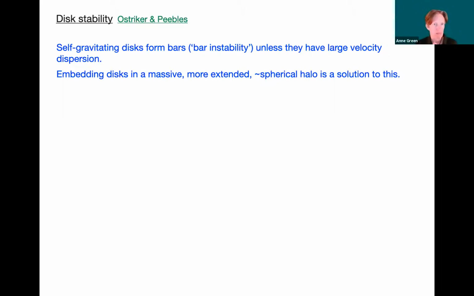You get a bar forming in the middle, and you produce something which doesn't look like a real spiral galaxy, unless the stars are moving around fairly fast. One way of solving this and preventing this bar instability is to embed your disk in a massive extended spherical halo. This isn't quite the strong evidence for dark matter that rotation curves are, because there are other ways that this problem could have been solved. But nonetheless, dark matter existing is a solution to this problem and explains why the disks in spiral galaxies do appear to be stable.